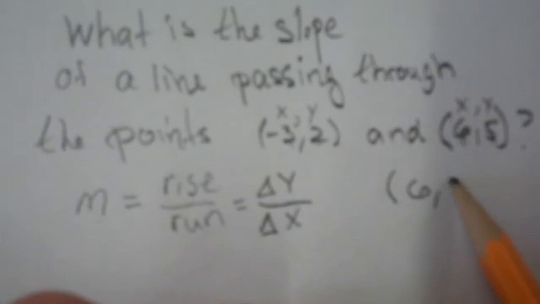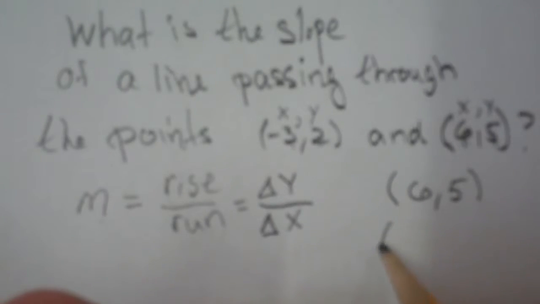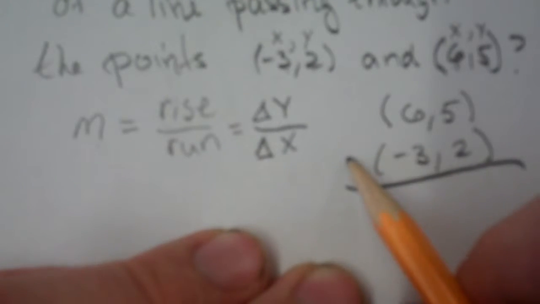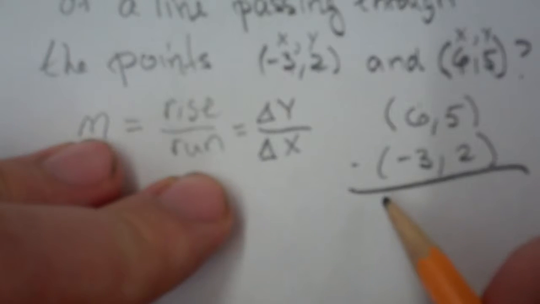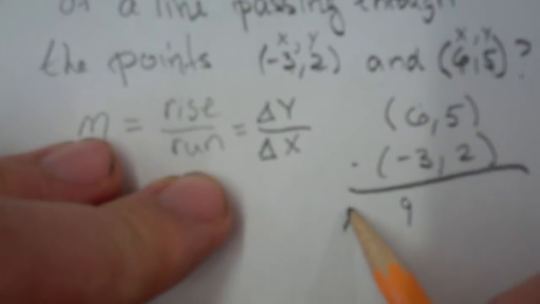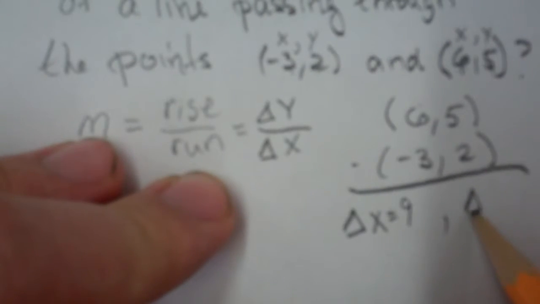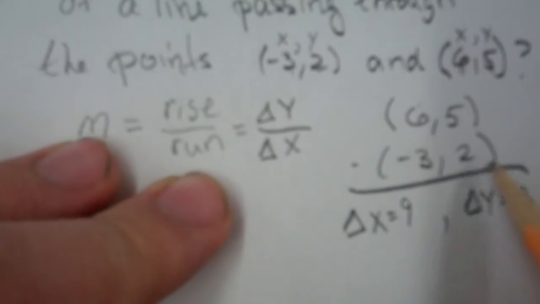So here I have 6, 5, and from that I'm going to subtract -3, 2. And we're going to subtract these guys right now. So 6 minus a -3. 6 minus -3 is actually 9. You'll use your calculator to confirm that. So the change in the x is 9. And 5 minus 2 gives me 3. So my change in the y is 3. My change in the x is 9.